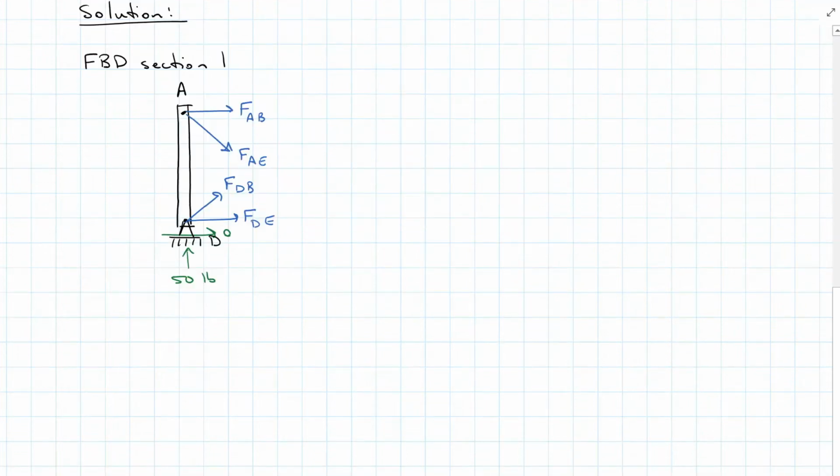Here's my free body diagram, section 1. If I sum forces in the y direction, which is the only direction that my angled components act in, right? I've got 4 acting in the x direction, but only 2 in the y direction. I find that I am out of balance by 50. So force AE and force DB, their y components, need to equal 50 down.